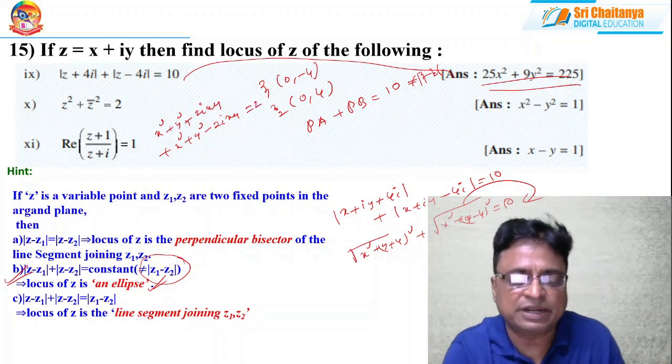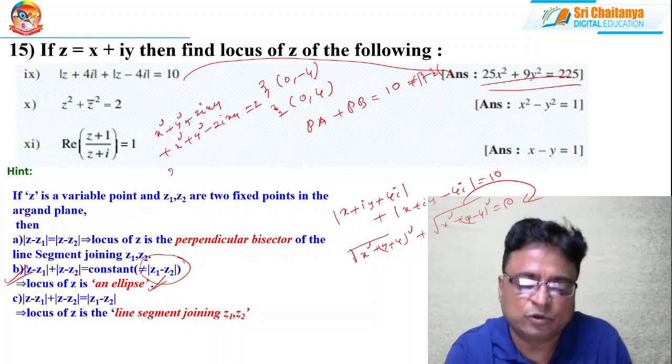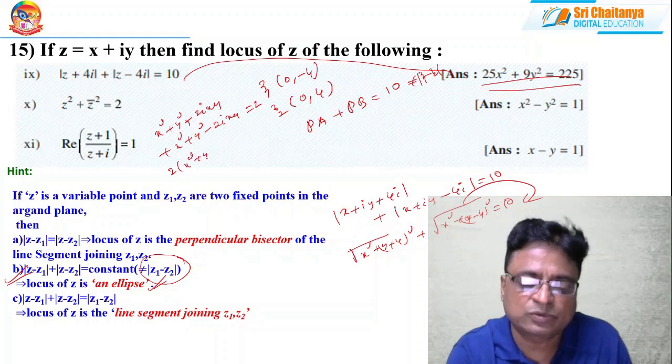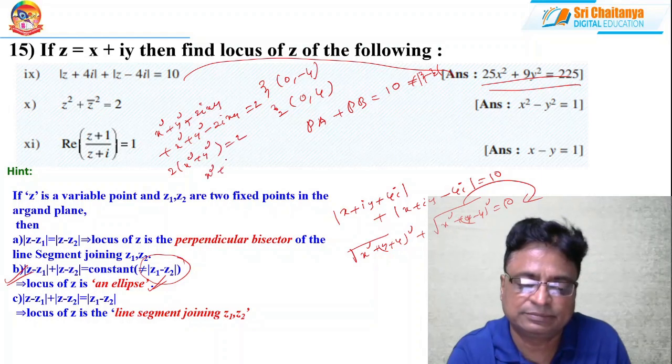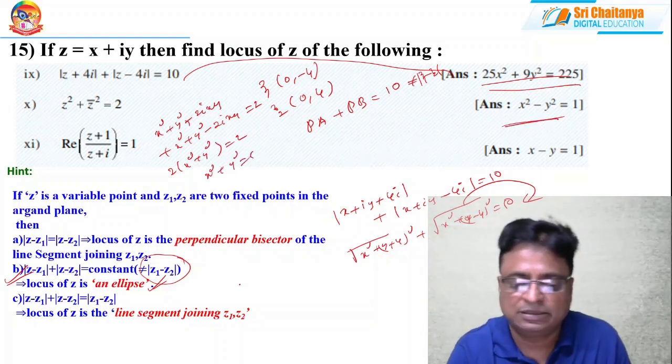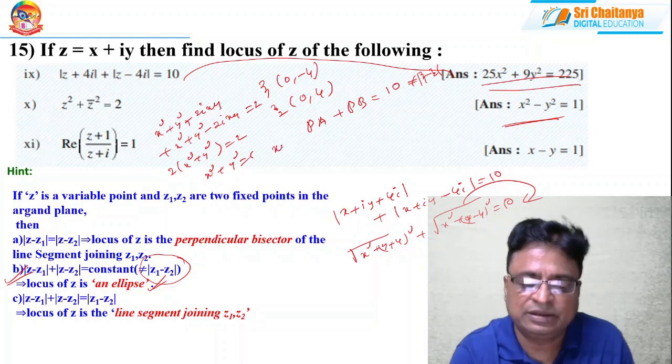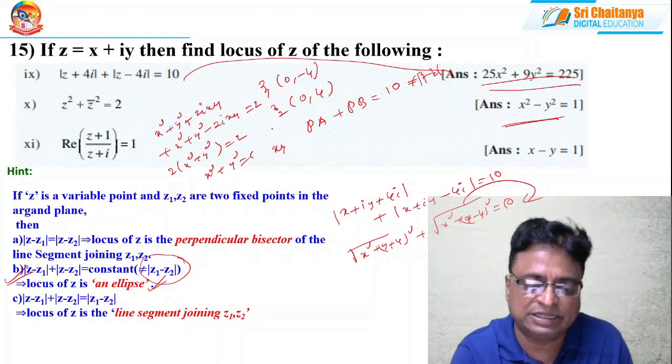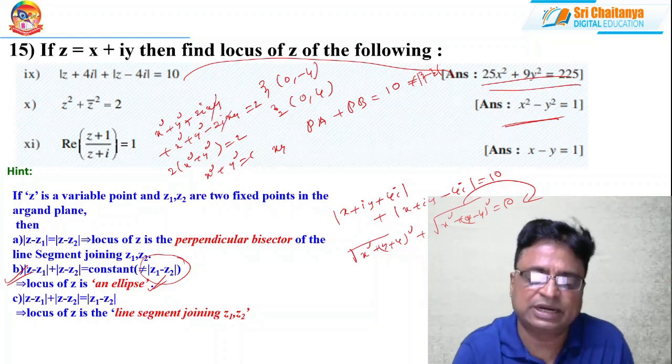That means you equate real and imaginary parts. That is 2 into x square plus y square equal to 2. That is x square plus y square equal to 1, which is a circle. And of course, by adding these two, xy gets cancelled. You can get the answer like this.